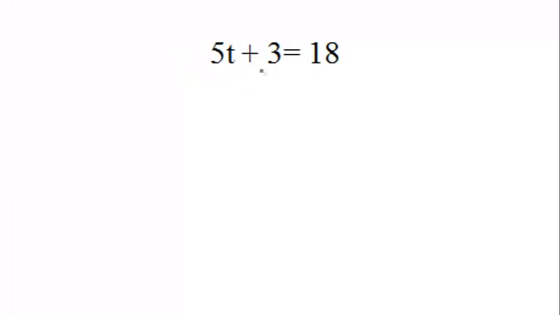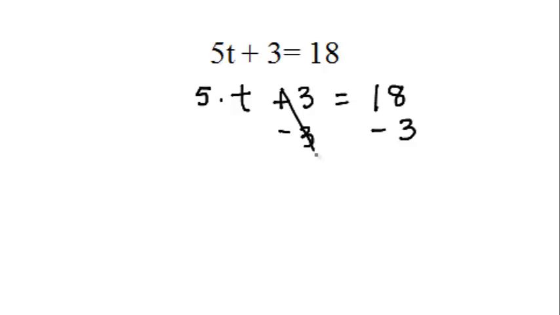5t plus 3 is equal to 18. Now this one is a little harder because I have two things that I have to do. First thing I have to do is, 5t is the same as 5 times t. First thing I'm going to do is get rid of the 3. So I'm going to do minus 3 on both sides. And that leaves me with 5 times t equal 15.